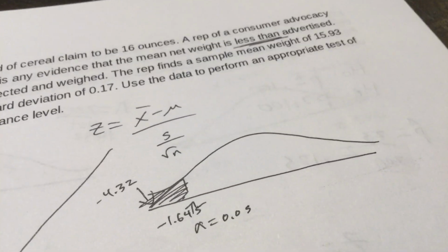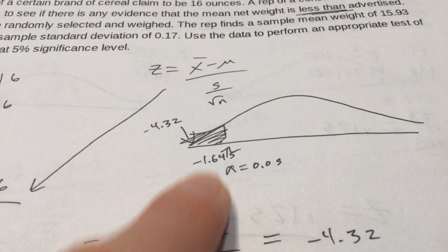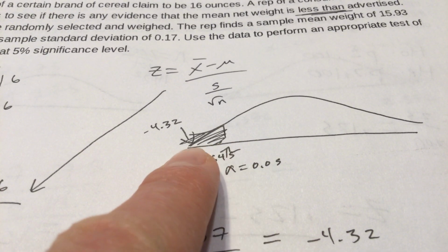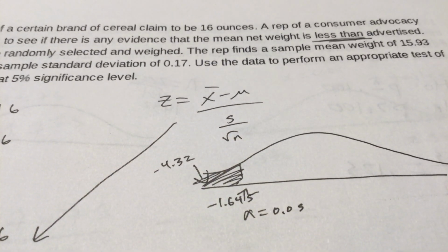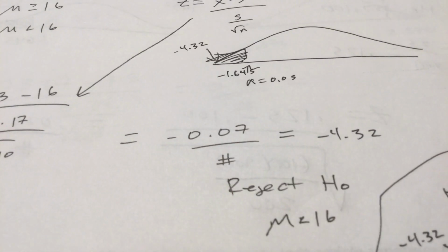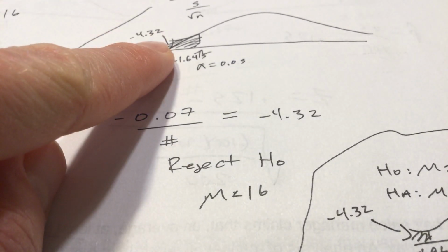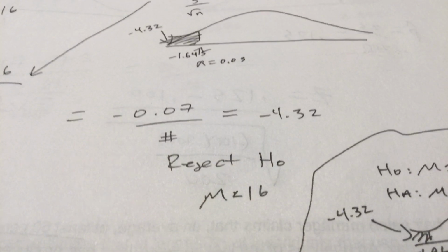All right, appropriate test of the hypothesis at the 5% level. It's a left-tailed test. Left-tailed, alpha is 0.05. That's a negative 1.645 z-score that begins the rejection region. That is the formula we're using for my test statistic. There it is: negative 4.32, solidly in the rejection region. I reject the null hypothesis, and I do say that the mean is less than 16.